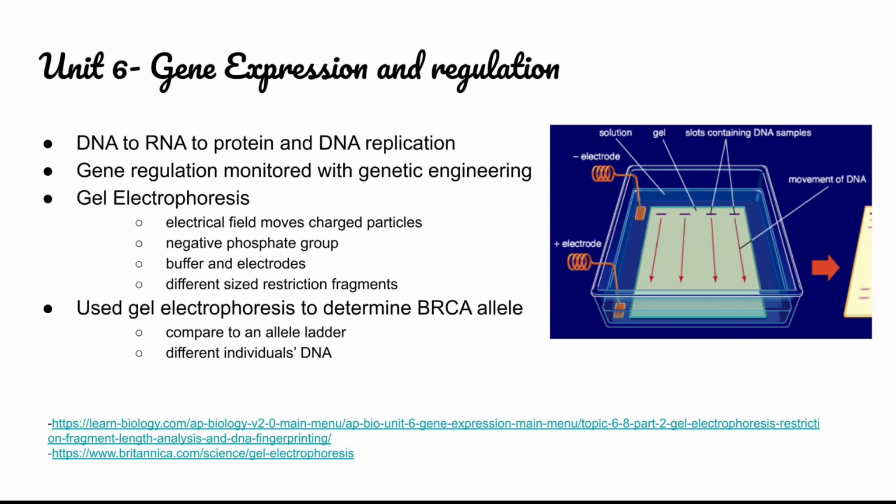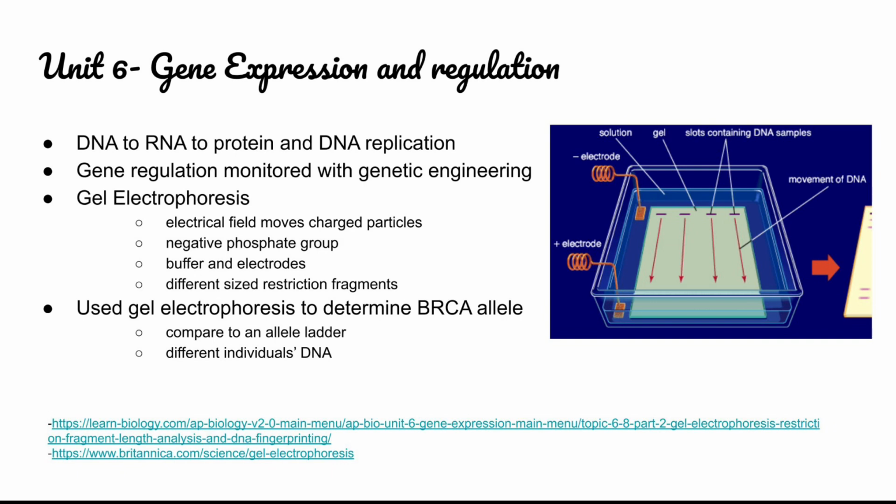So, Unit 6 is about gene regulation and expression, and also the concept of our body going from DNA to RNA to protein, and that DNA is also replicated. Additionally, gene regulation happens in bacteria with operons and in eukaryotes with transcription factors, and we can find that in genetic engineering. One such method is gel electrophoresis, in which we create an electrical field that moves charged particles.